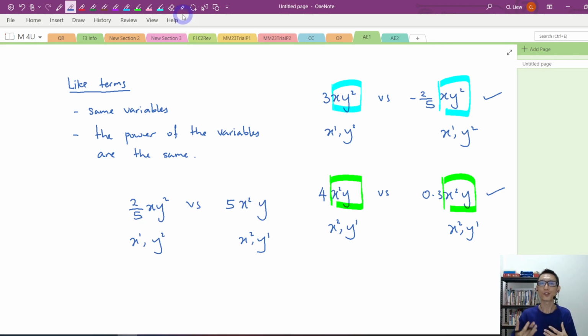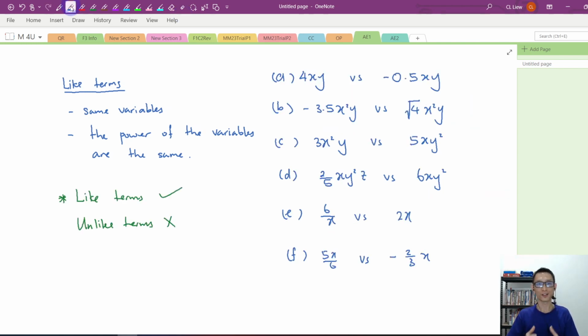Okay, so why is it so important for us to know whether two terms are like terms or unlike terms? Because only for like terms can we add them together or perform subtraction. For unlike terms, we cannot add or subtract. Now let me give you a few more examples so that you understand better what are like terms and what are unlike terms. For like terms, I will put a tick. For unlike terms, I will make a cross.